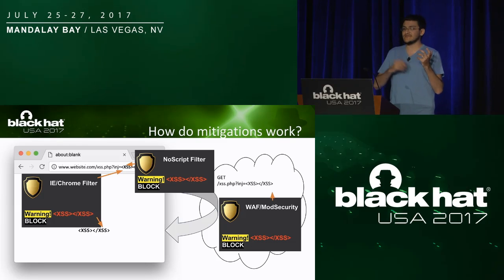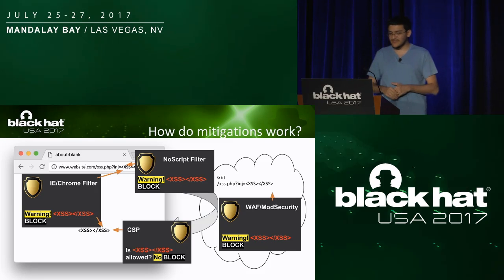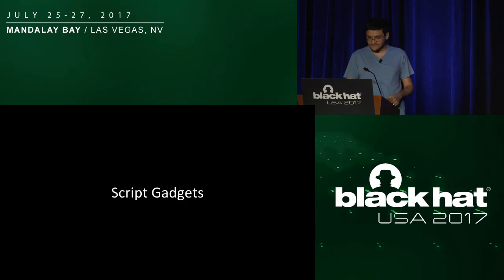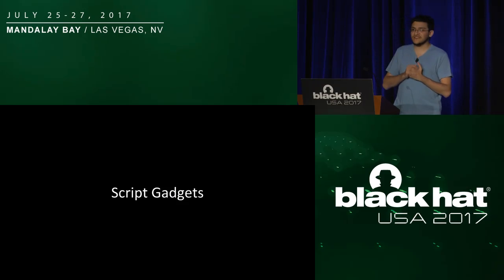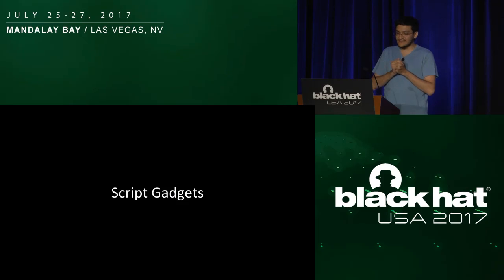They see the request and they see the response, and then they block the attack if the response is in the request and it looks like an attack. And finally, CSP ignores the request altogether and just sees whether this XSS payload is good or not. And if it's not, then it blocks it.